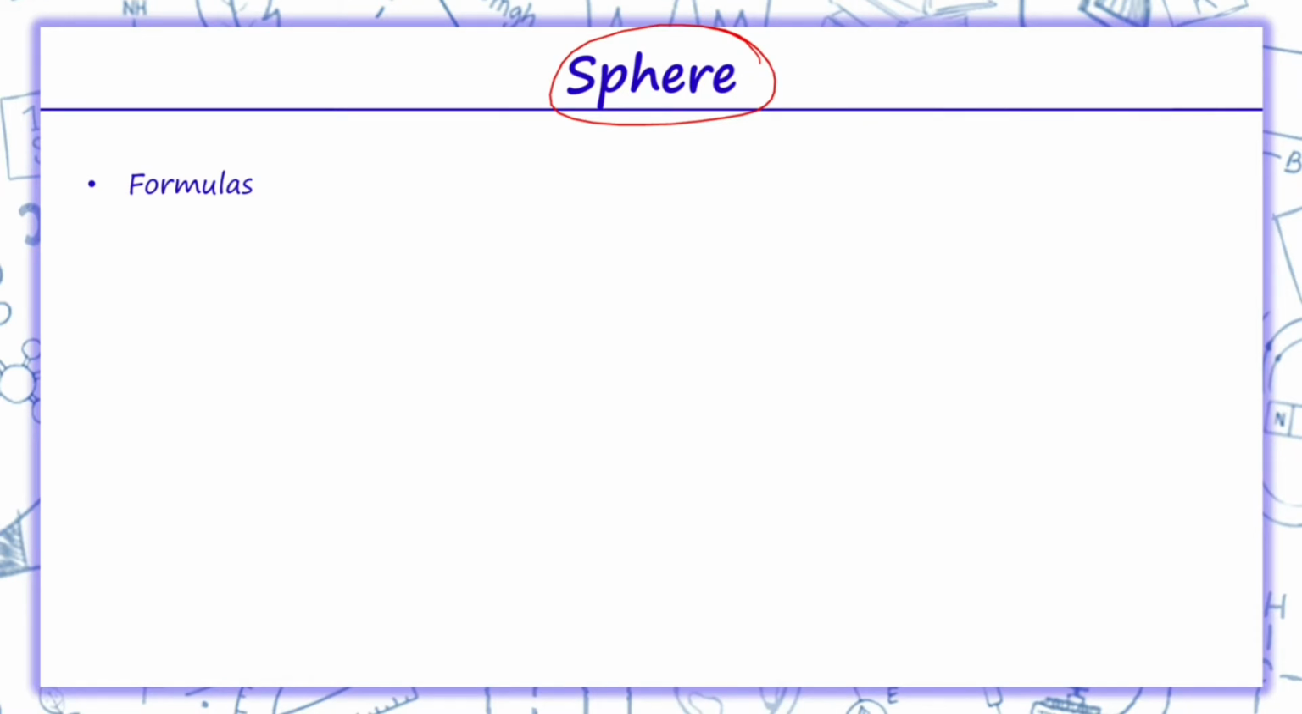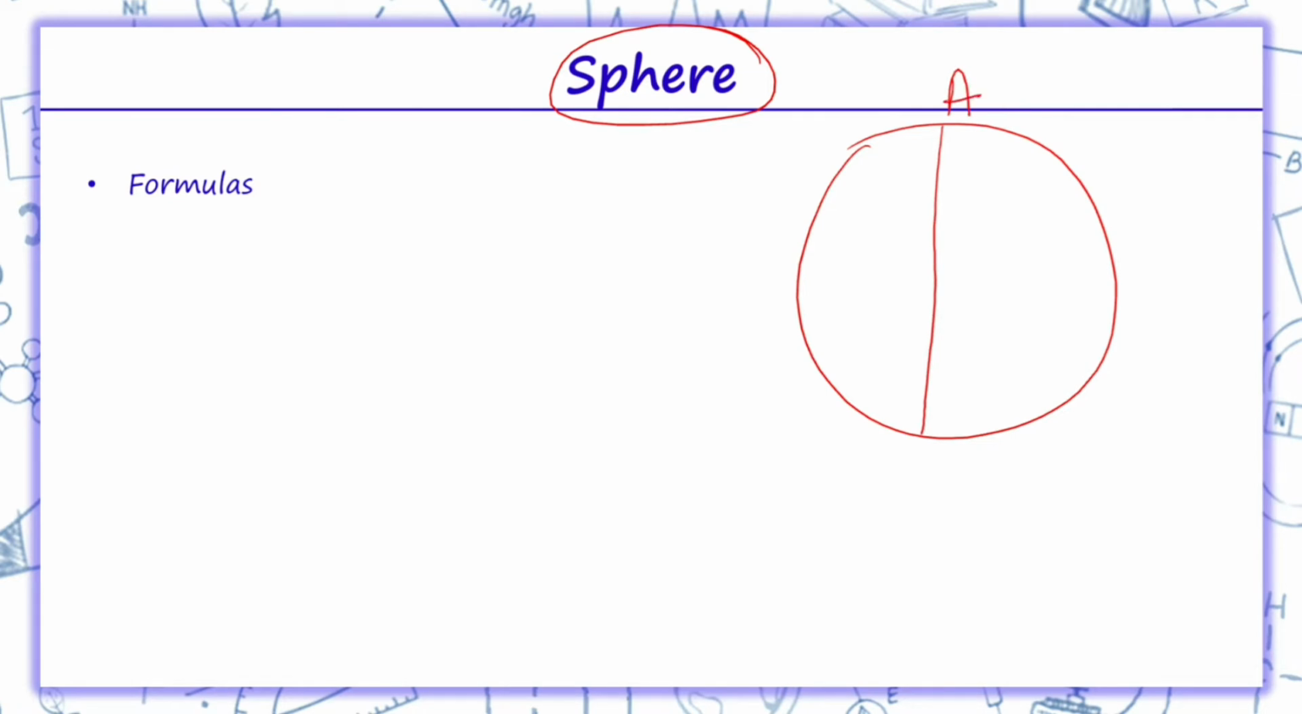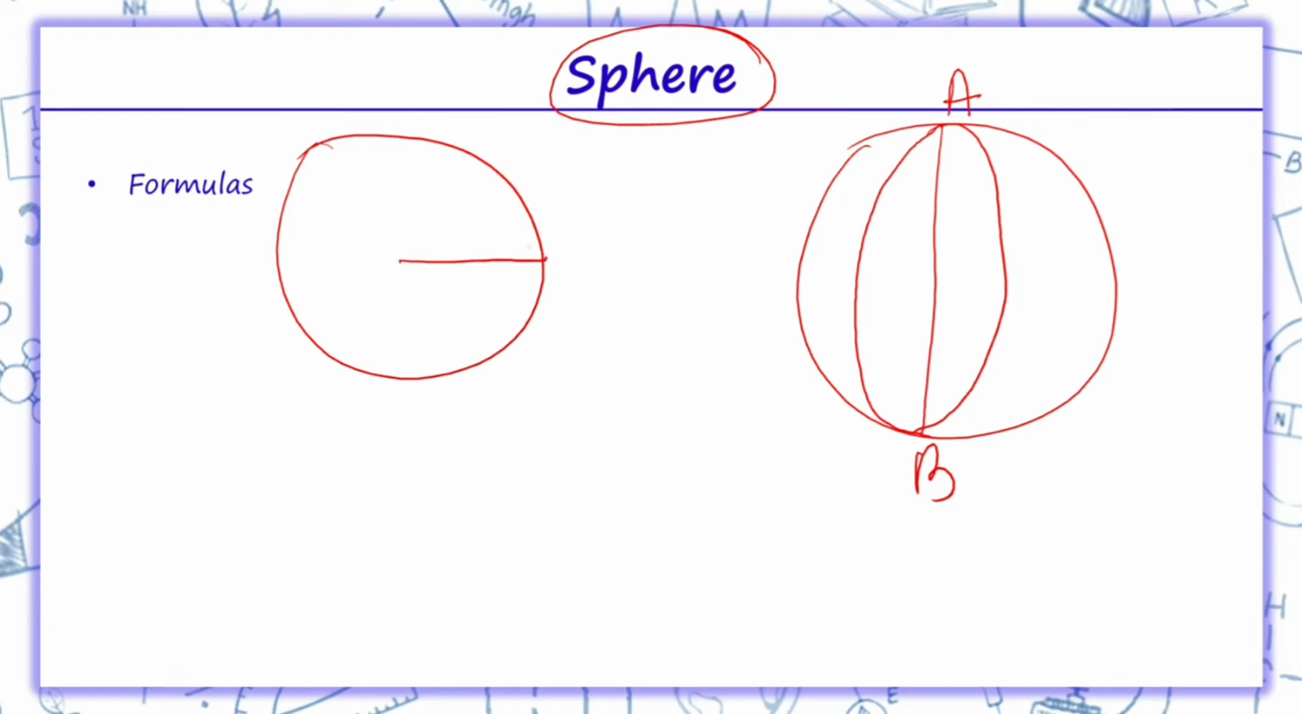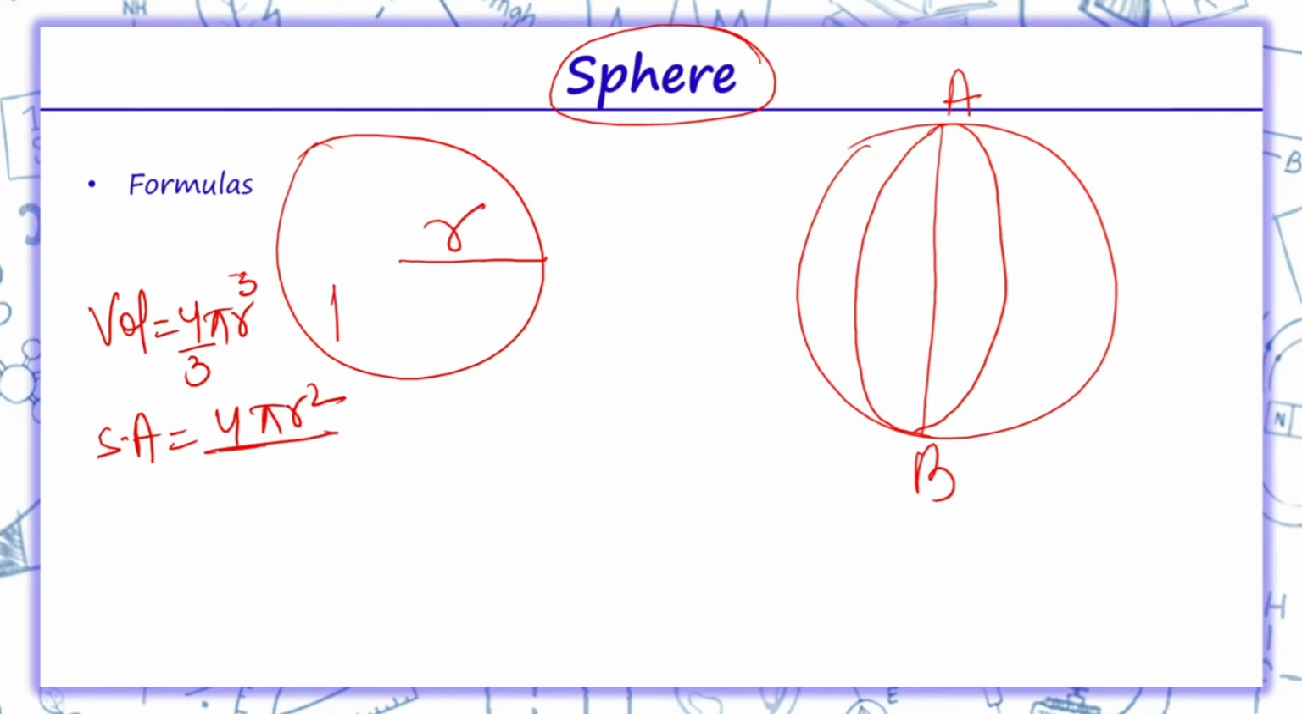So what is a sphere? Sphere, it is a solid which is obtained on revolving a circle about its diameter. Now this is a circle and this one AB is the diameter of a circle. Any solid which is formed by revolving about the diameter is known as a sphere. So we can regard this as a sphere of radius r. So its volume becomes 4 by 3 pi r cube and its surface area is 4 pi r square. So these are the formulas of sphere.